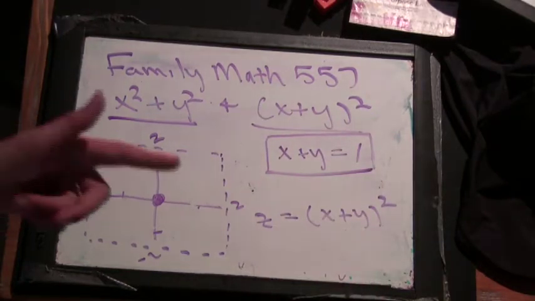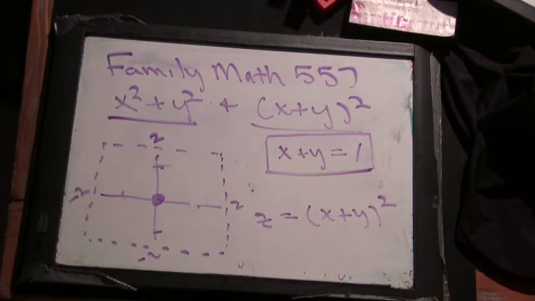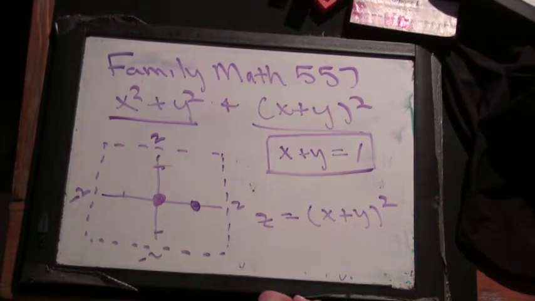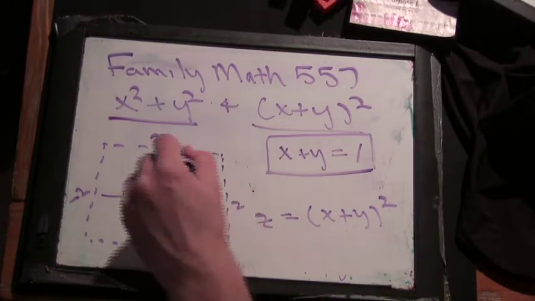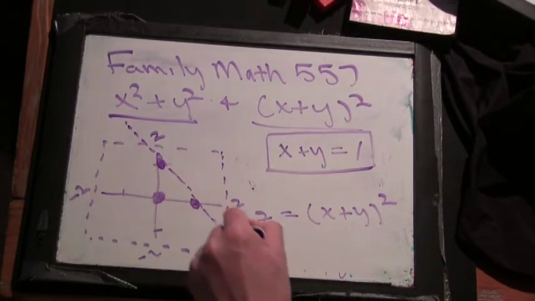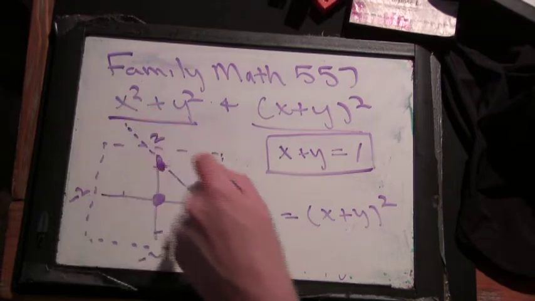This is a line. This is a line. Okay, what are some points on this line? Well, you could have x equals 1, y equals 0. x equals 1, y equals 0 is on the line, right there. x equals 0, y equals 1. And we know it's a line. So then you can find the line. So that means all these points have a height of 1.